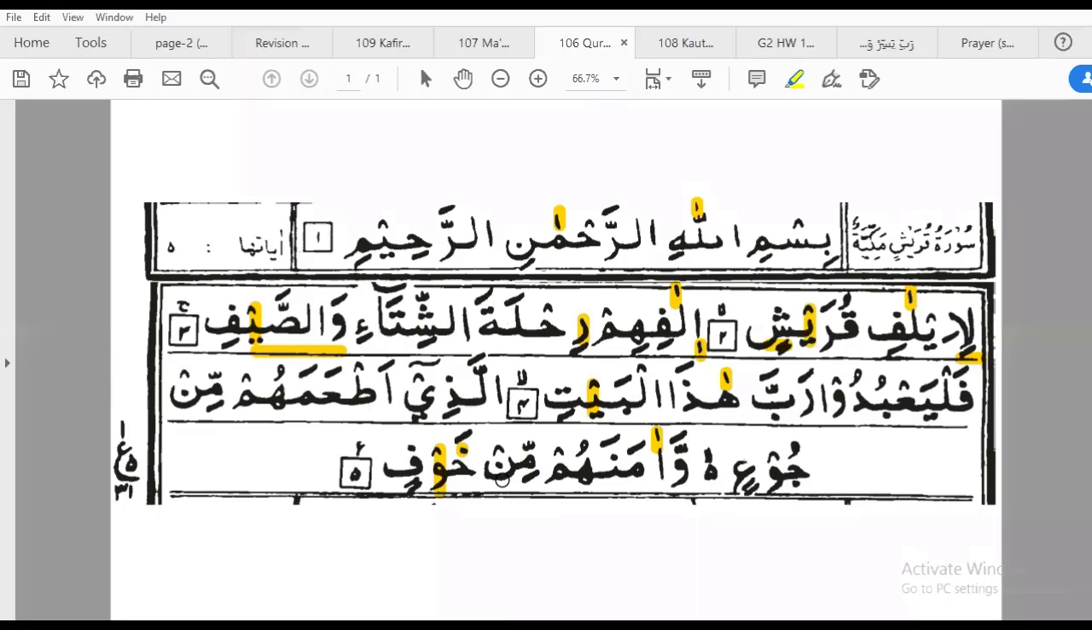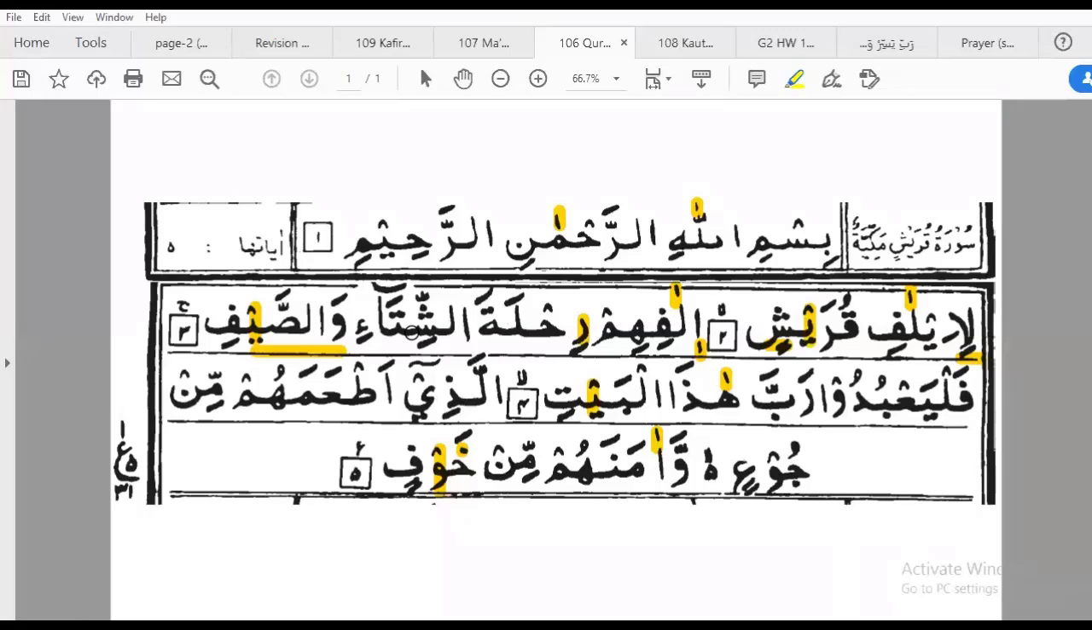Khawf. Excellent. Well done. That was really nicely read. And you applied the rule of the vertical fatha and the vertical kasra where it needed to, which was excellent. Okay. Well done. That was really nicely read. Jazakumullah for your help.